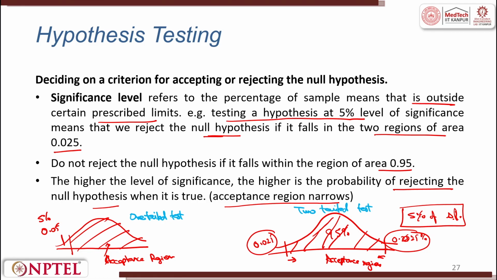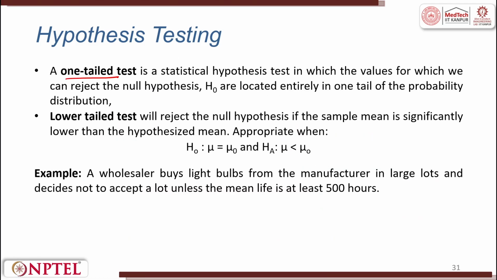Let me try to see this with very small and easy examples. Let me try to talk about first lower tail test, then I will try to talk about the upper tail test. Lower tail test will reject the null hypothesis if the sample mean is lower than the hypothesized mean, that is H naught is mu is equal to mu naught, and H alternative is when mu is less than mu naught. So, we will reject if alternative hypothesis is true.